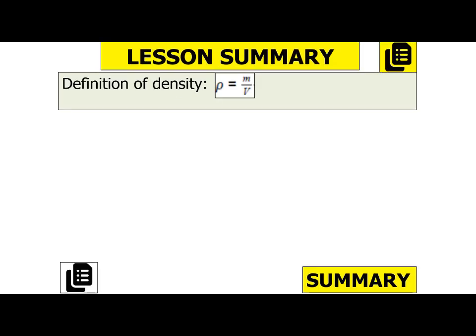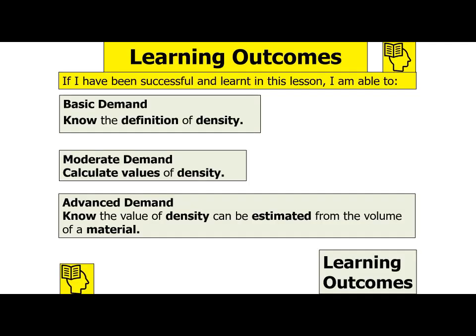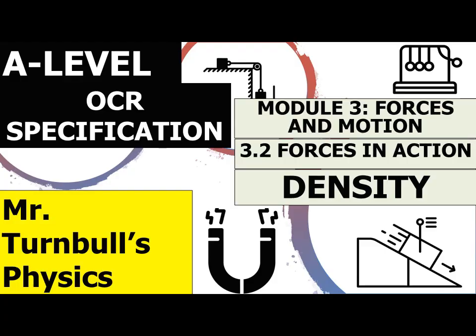So that brings us to the end of this particular lesson. In this lesson, we've looked at the concept of density and how to work it out with the equation rho equals m over V. So if we've been successful and we've learnt in today's lesson, we should be able to know the definition of the term density, calculate values of density, and know the value of density can be estimated from the volume of a material. So thank you for watching this particular lesson for A-Level Physics on the OCR specification.